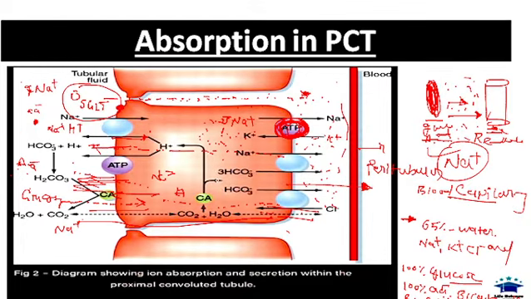So in this part, we have completed the absorption in the PCT. In the next part, we will talk about absorption in the DCT, the distal convoluted tubule, as well as in the collecting duct. Remember, in the collecting duct, there is conditional reabsorption of substances.